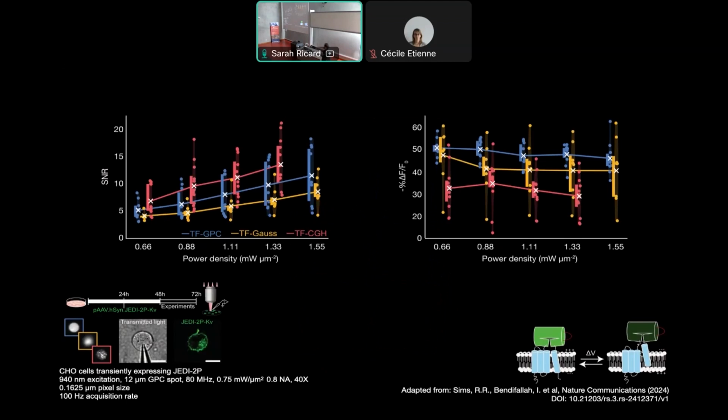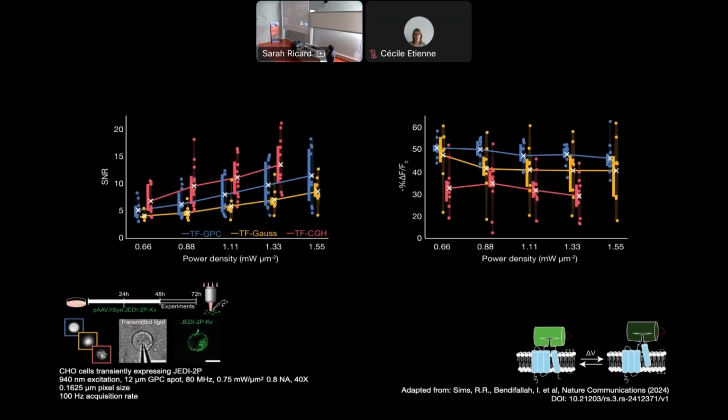The thing that we're primarily interested in when we're characterizing these tools is the signal-to-noise ratio. We want a high signal-to-noise ratio in order to be able to detect these action potentials very robustly. And in all cases, as a function of power density, the spots generated using computer-generated holography gave us the highest SNR at any given power density. That's actually a result of the speckles that I mentioned. These speckles are areas where the photon density is the highest. And because of the nonlinear dependence of the two-photon excitation process on the photon density, we enhance the efficiency of our two-photon excitation in these speckled regions.